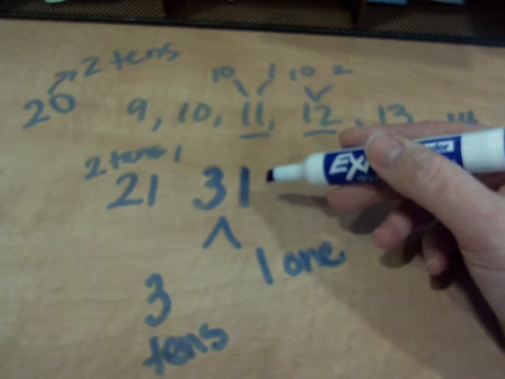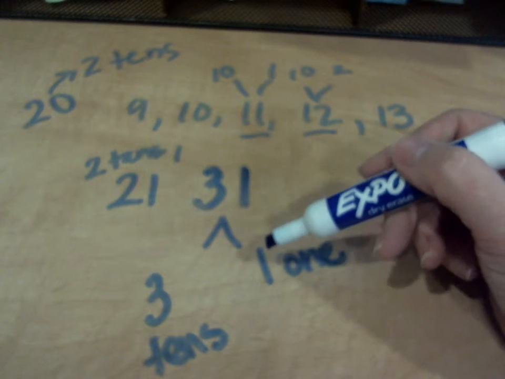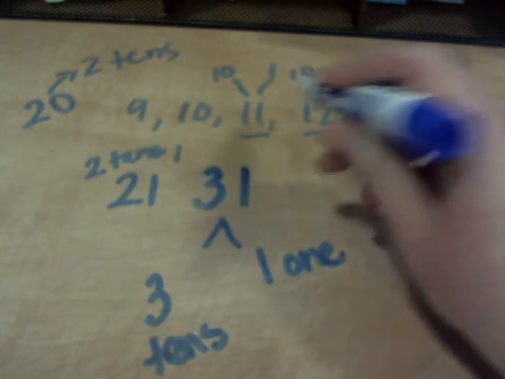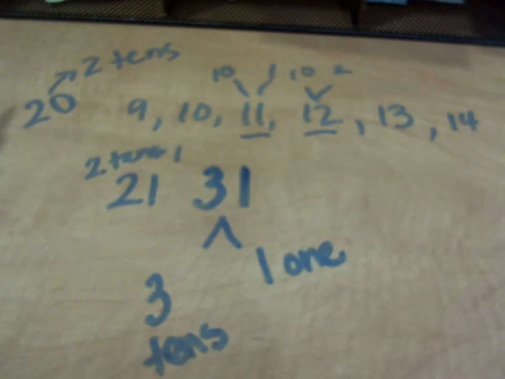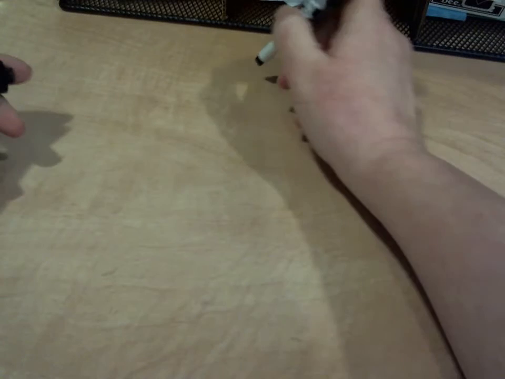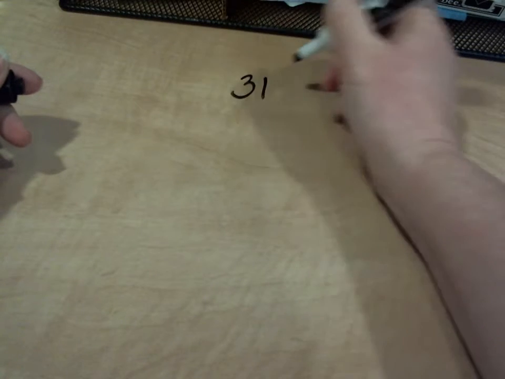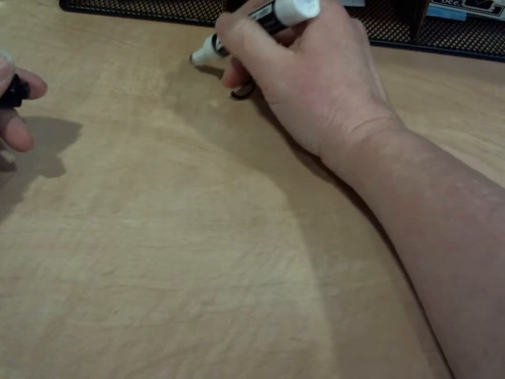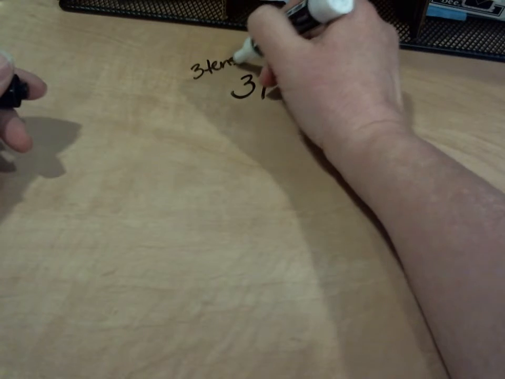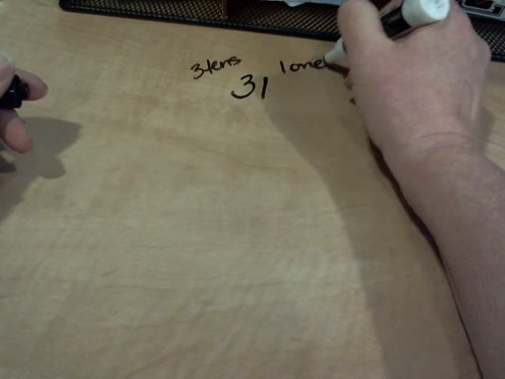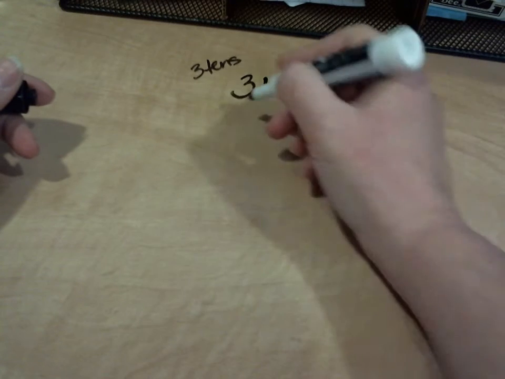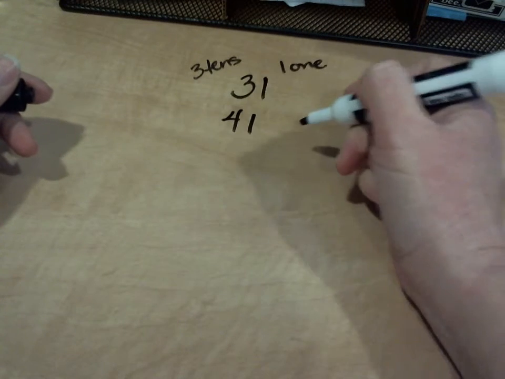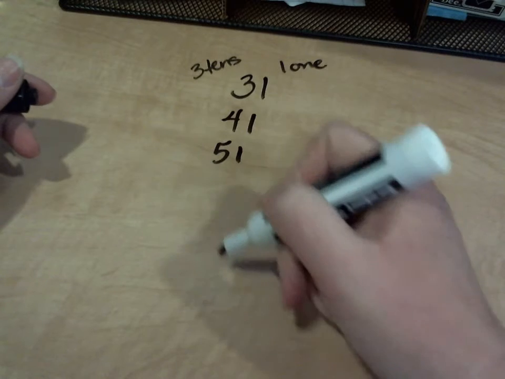Okay, so thinking about that, and then how we keep going. All right, so I want to show you one more thing, but I need more desk space, so hold that thought. Okay, so I just talked about 31 as understanding that that's 3 10s and 1 1. Okay, and so then 41, 51, continuing that pattern.